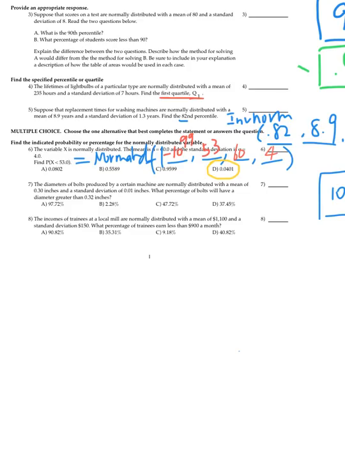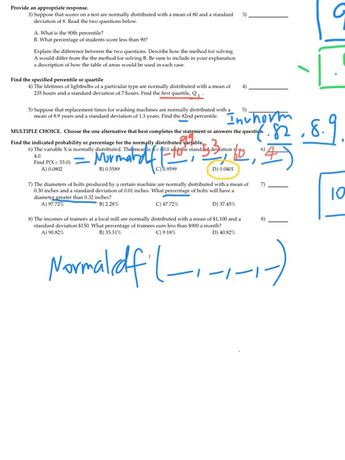Number 7, similar to number 6. We are looking for a percentage, so we want to find the probability. Same as before, we use normal CDF. We need to input 4 numbers. Our keyword is greater than 0.32, so 0.32 is our lower. We don't have an upper, so 10 to the 99 is our upper. The mean is equal to 0.3 and the standard deviation is equal to 0.01. After calculation, the probability is B.